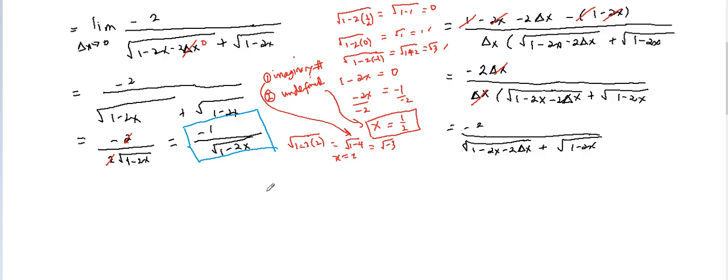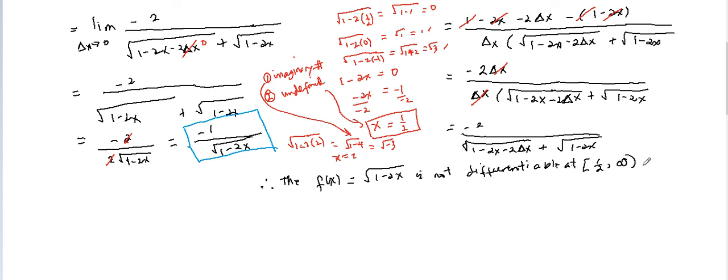Okay, so our conclusion would be, therefore, the function f of x equals square root of 1 minus 2x is not differentiable at the interval 1/2 to positive infinity, or x such that x is greater than or equal to 1/2. Okay?